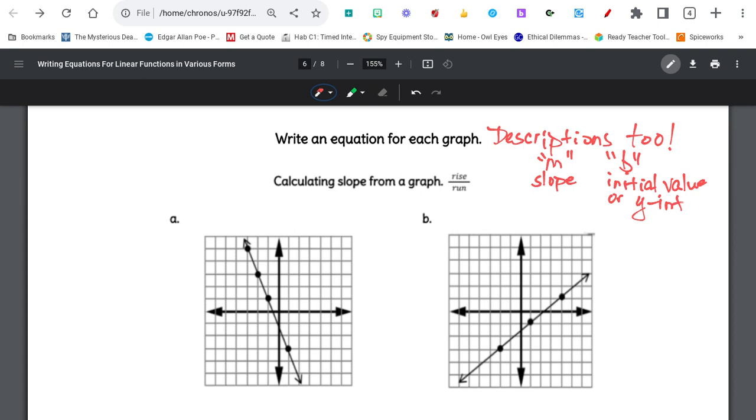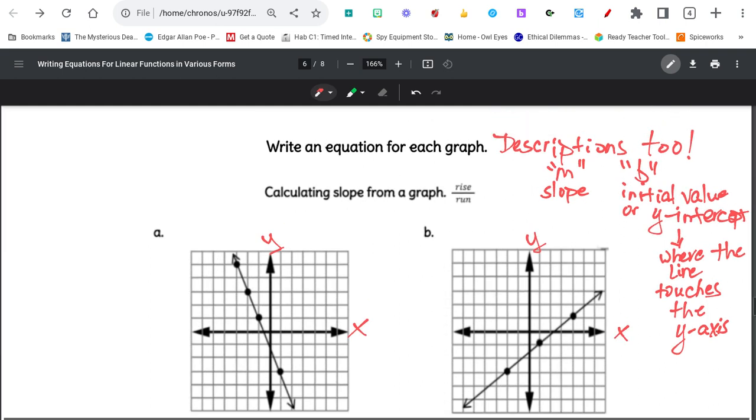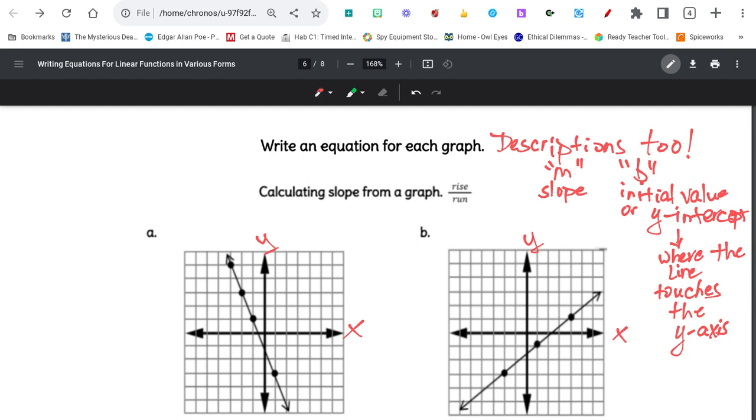The y-intercept is where the line crosses the y-axis. It's going to be really easy to pick out. Make sure you write this down. And the y-axis is always the one that stands up. The x one is flat. And it's really easy to pick out, like I said, just where it touches the y-axis. So make sure you know this part. It's very important.